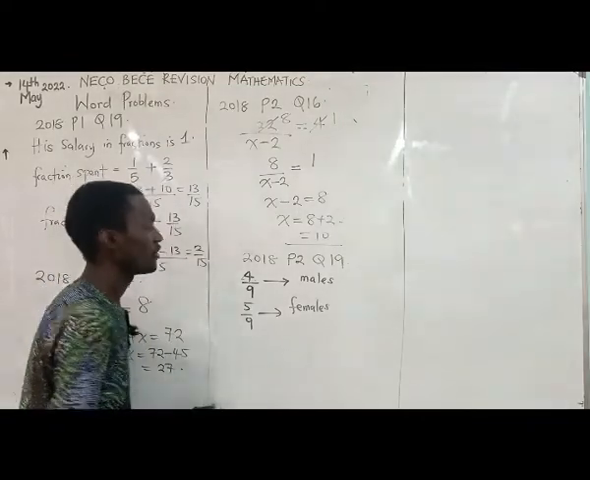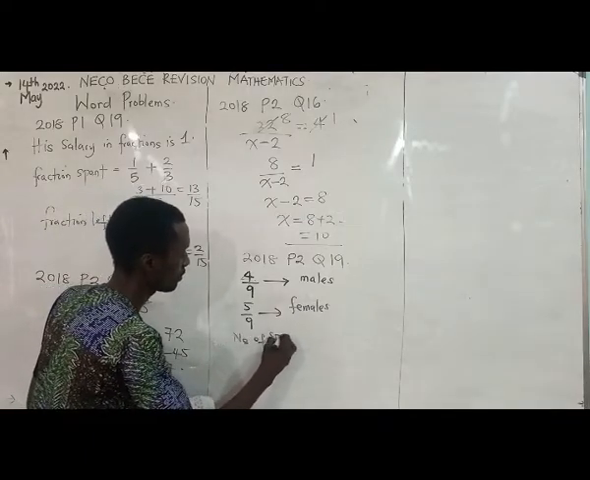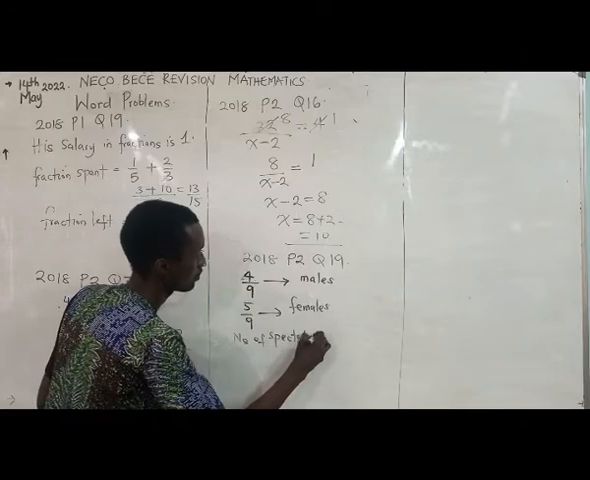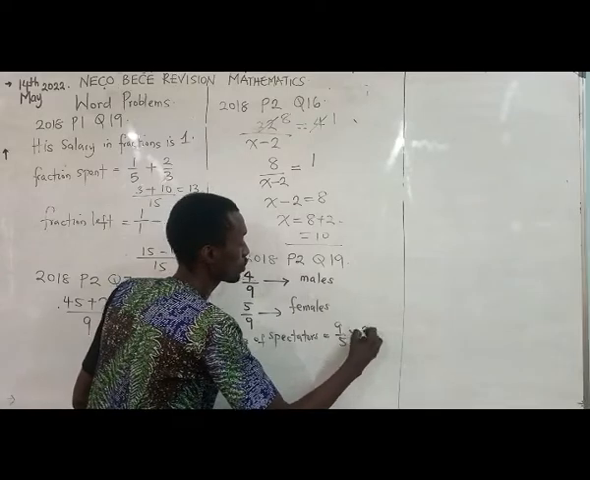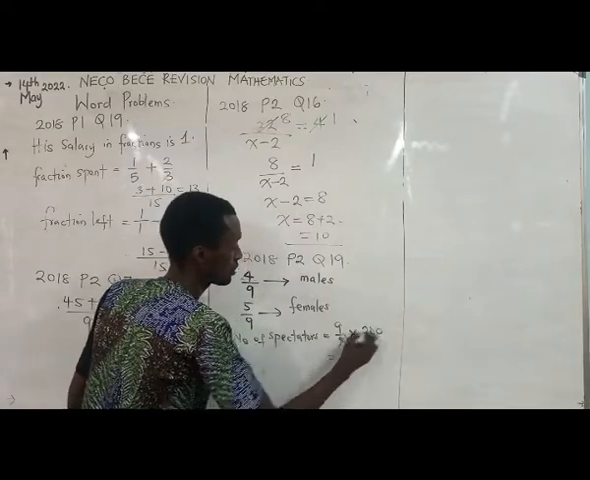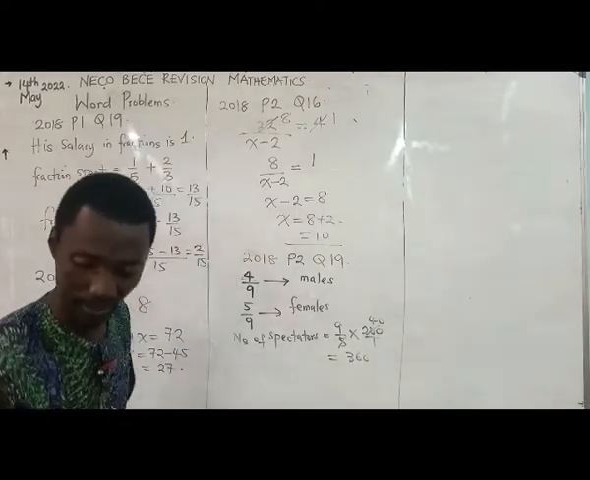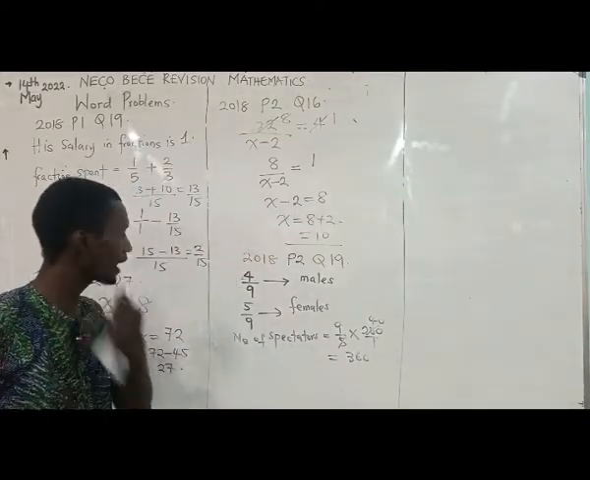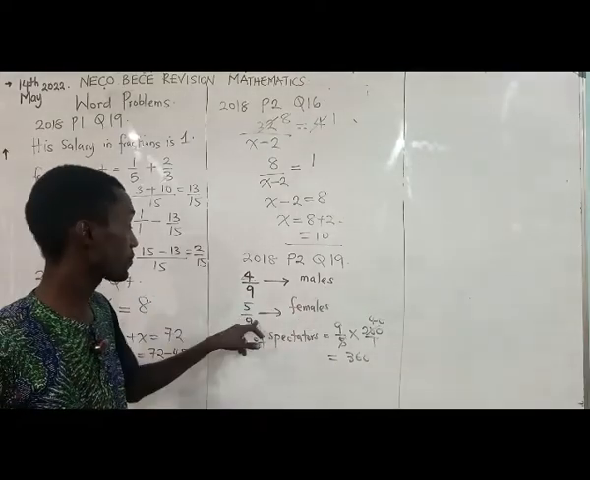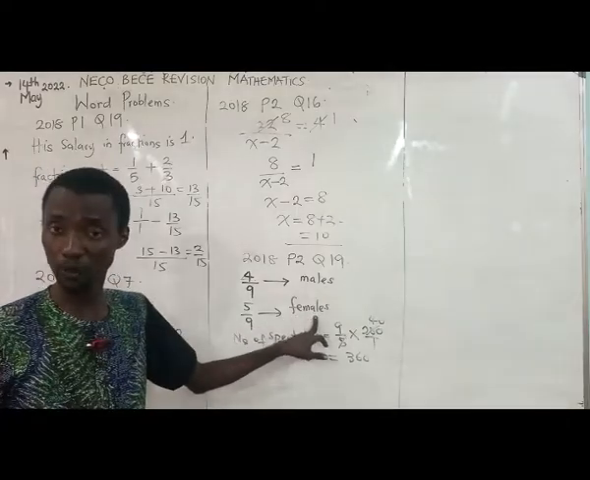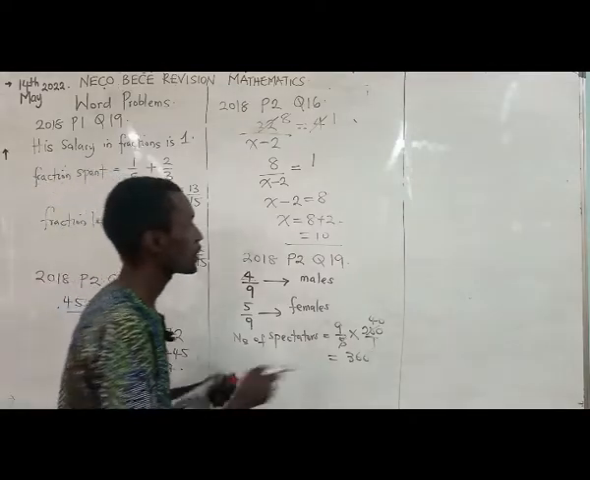Very simple. The number of spectators will simply be the inverse of this, 9 over 5 times what? 200 over 1. And that will be what? 360. Now somebody is asking, how are we getting that kind of figure? If you have 4 over 9 as males, it means 5 over 9 will be that of females. I hope nobody has an issue with that.